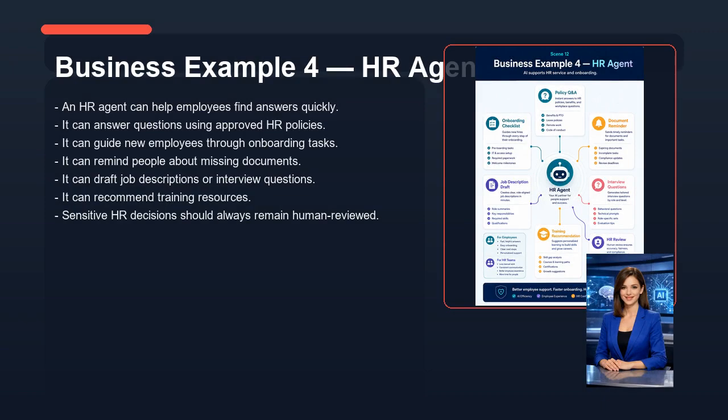Now let's look at business example 4, HR Agent. An HR agent can help employees find answers quickly. It can answer questions using approved HR policies. It can guide new employees through onboarding tasks. It can remind people about missing documents. It can draft job descriptions or interview questions. It can recommend training resources. Sensitive HR decisions should always remain human-reviewed.